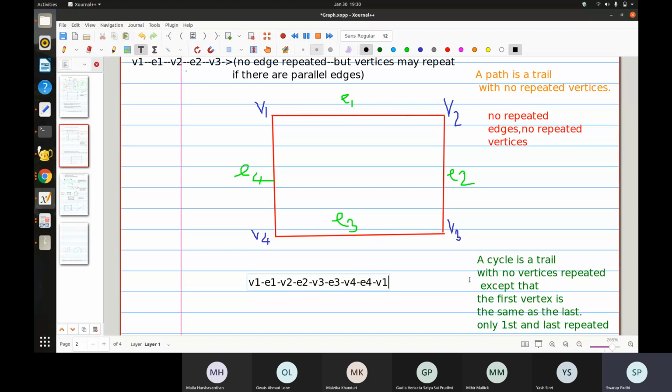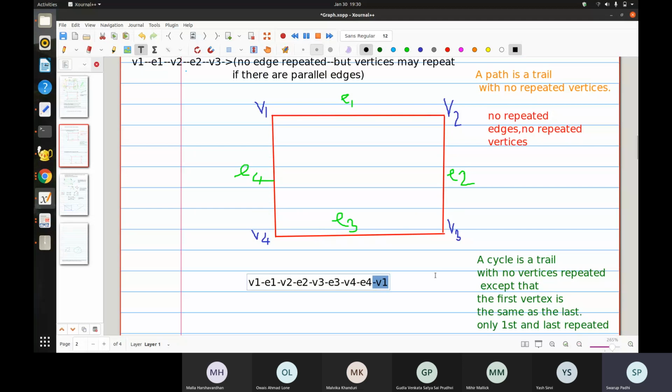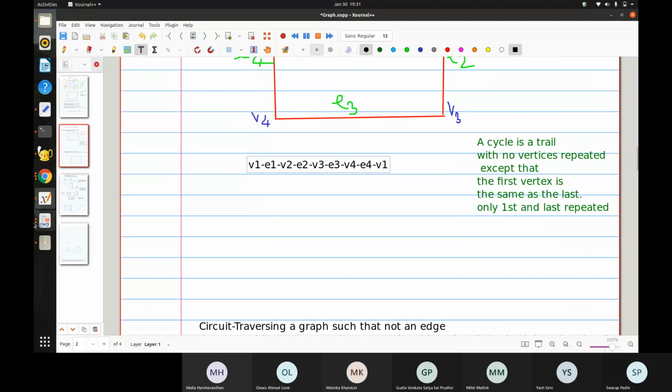It's just that only the first and the last vertex repeat. So that's a special trail. It's not exactly a trail because a trail says that you cannot repeat a vertex, but you can think of it as, except the last vertex, all other vertices in the trail are going to be distinct, and just the last vertex will be the same as the first. So that is why a cycle is a special trail where only the first vertex is the same as the last one. Only the first and last are repeated. Okay.